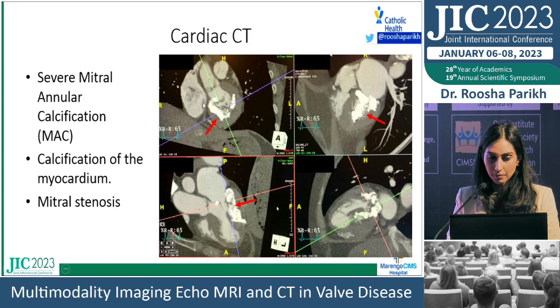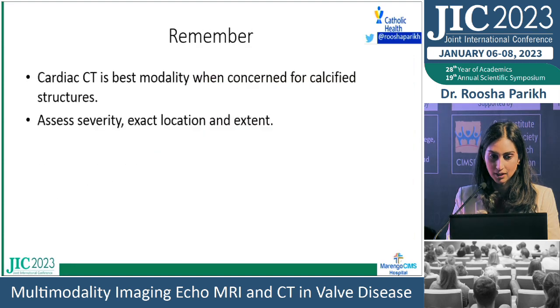So she has severe mitral annular calcification, also known as MAC, extending into the myocardium, also with a component of mitral stenosis. So these images are from a contrast cardiac CT, which was gated. So there were ECG leads attached. You could see the calcification also on the non-contrast CT, but again, you confirm it and see it much better in terms of the extent. If there's caseation just like you see in tuberculosis, you can see it with mitral annular calcification. So remember, cardiac CT is the best modality when concerned for calcified structures. You can assess the severity, exact location, and the extent in 3D views.